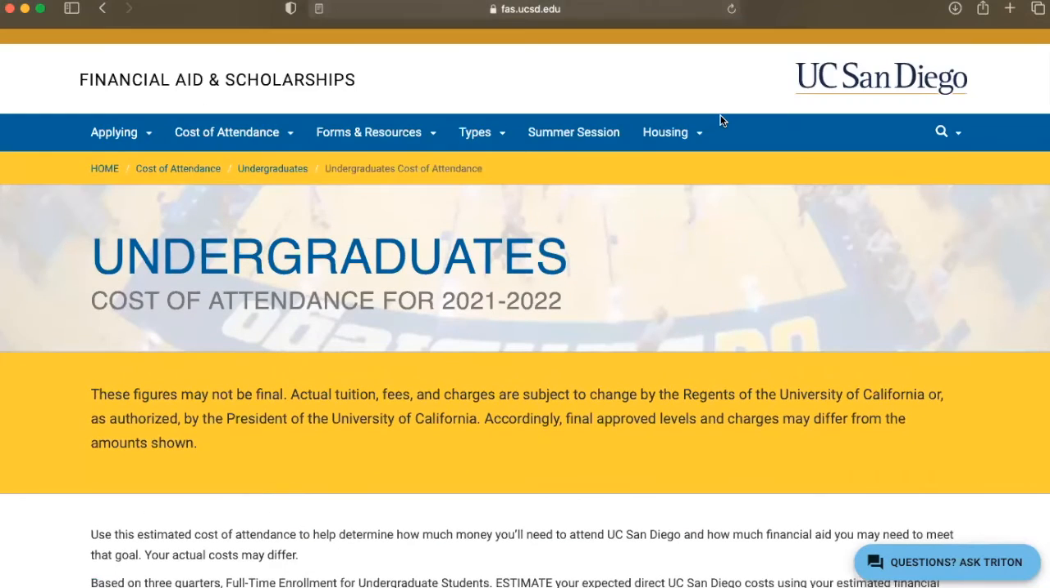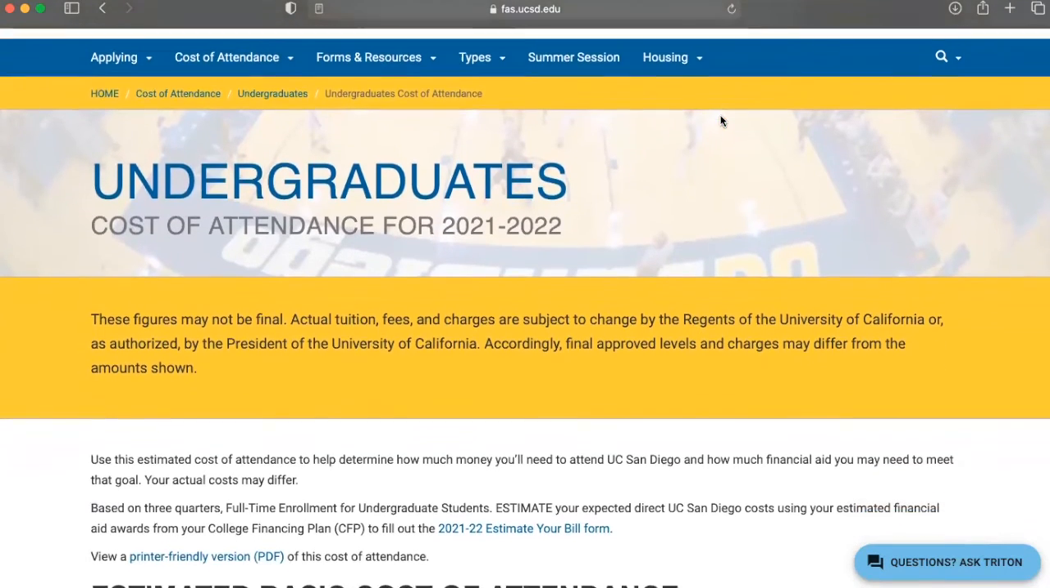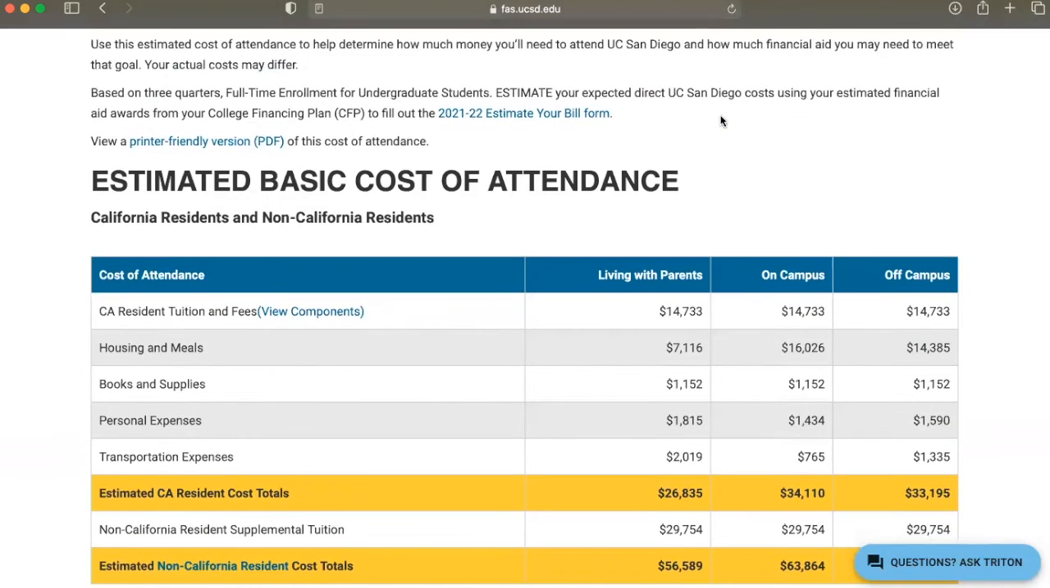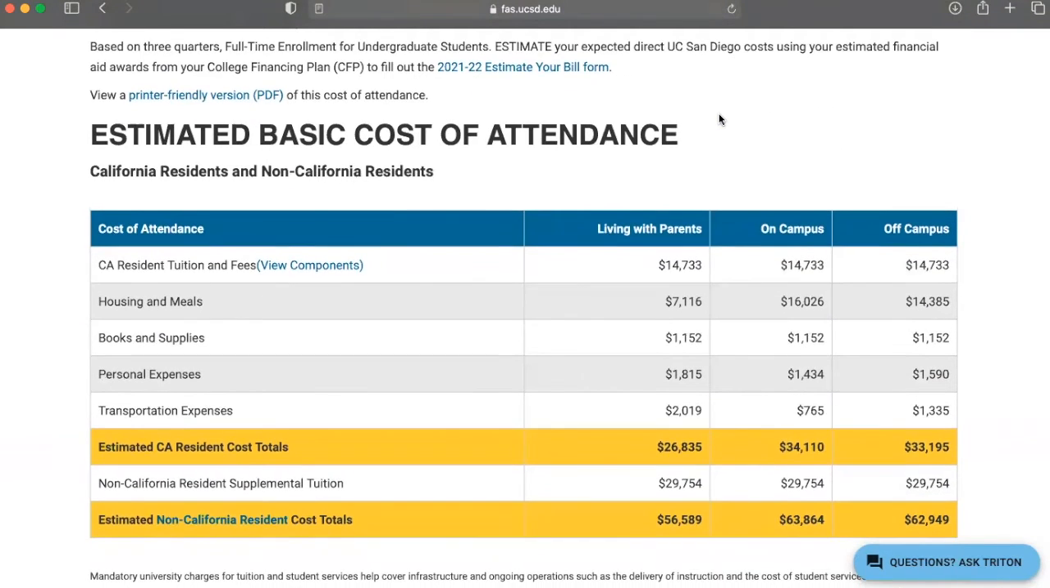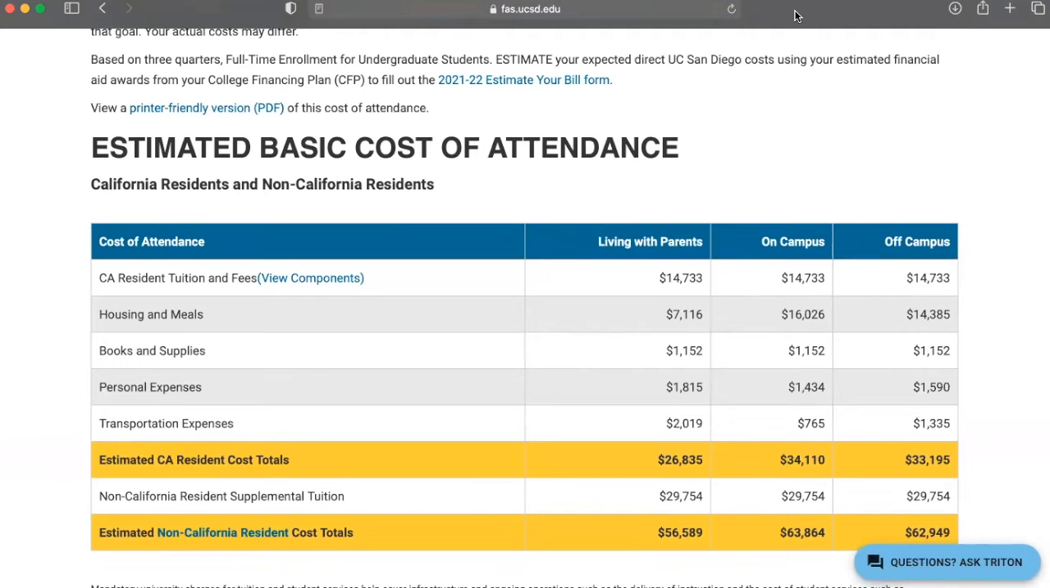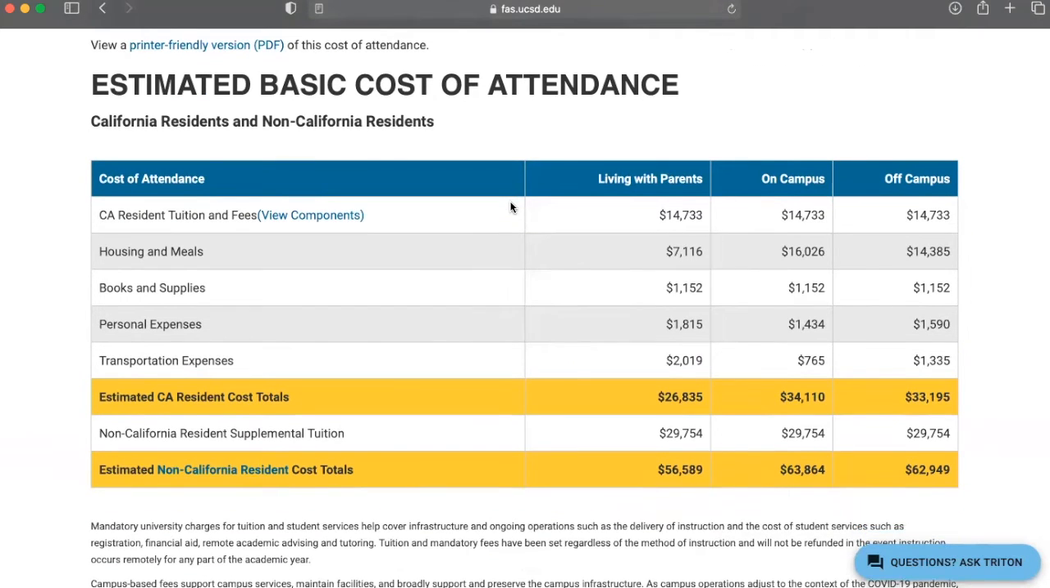So I pulled up here the estimated cost of attendance for an undergraduate at UC San Diego. This cost of attendance is broken down a lot better than the financial aid award letter I was showing y'all earlier. So we can take a look at the estimated cost of attendance to go to UC San Diego. You see here that California residents' tuition and fees are mandatory fees, like I had said before. These fees don't change. Whether you live with parents, on campus, or off campus, these fees will always stay the same: $14,733.